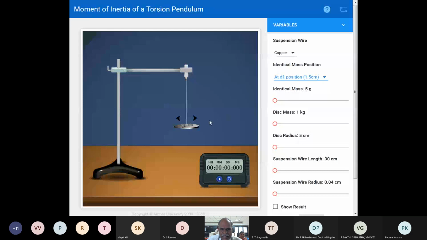Now the same procedure is repeated. We turn on the clock and click the pendulum arrow mark. Then torsional oscillation is produced. Simultaneously we start the clock. Just leave 2 oscillations, then we start the clock. Now I start the counting: 1, 2, 3.